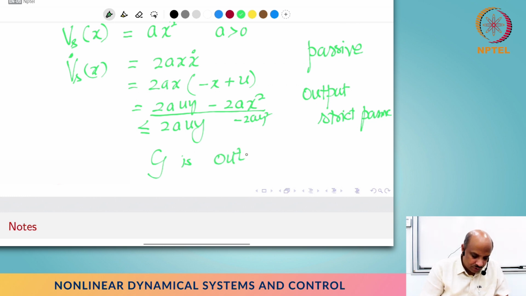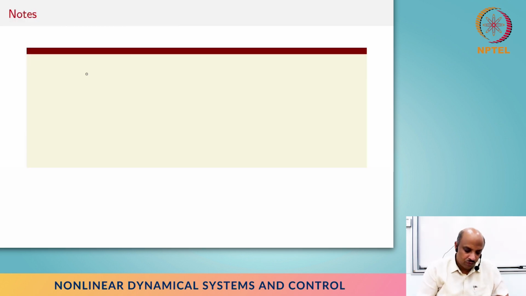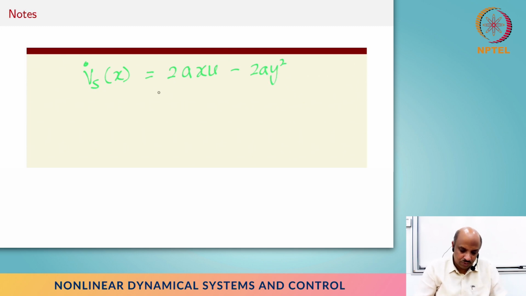But we can try to do something more. So we have this 2axu minus 2ay square. But we know for sure this is less than or equal to, as we have seen earlier, a times x square plus u square minus 2ay square, which is equal to a u square minus a y square. So which again shows that this is non-expansive with gamma equal to 1.